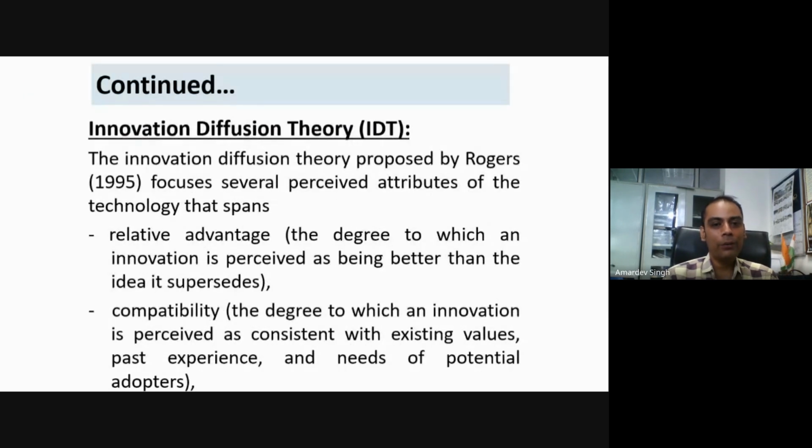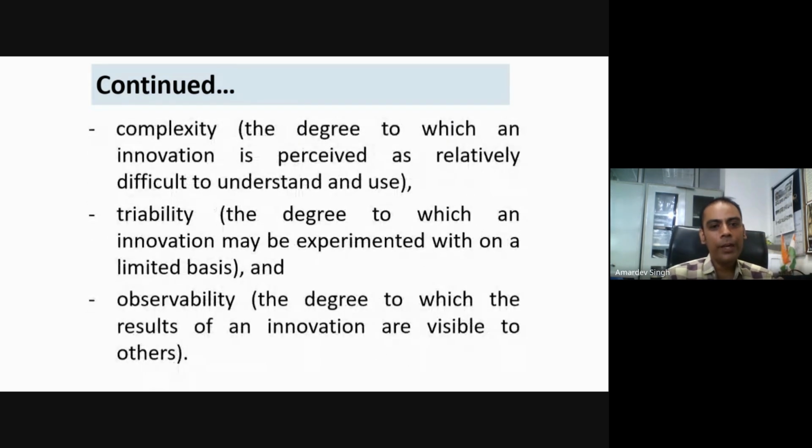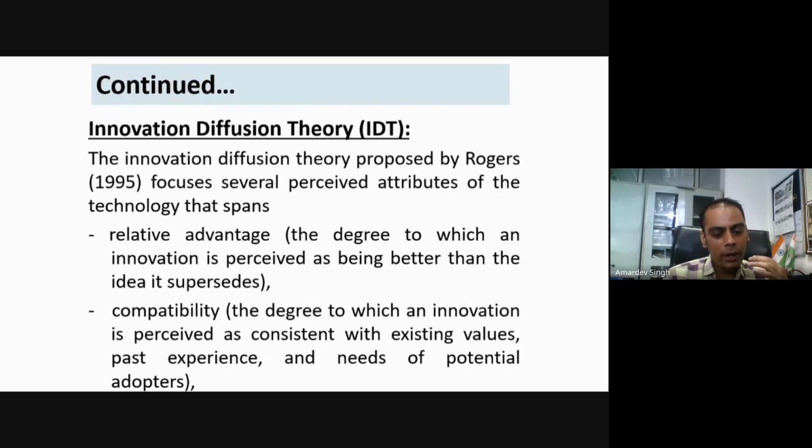But for that, we can use another theory like innovation diffusion theory. So I will discuss one basic theory over here in context of adoption at the organization level. Here it is referred to not as usefulness, but as relative advantage, the degree to which an innovation is perceived as being better than the idea it supersedes. And it refers to compatibility with the existing technology, the degree to which an innovation or technology is perceived as consistent with the existing values, past experiences, and needs of potential adopters.